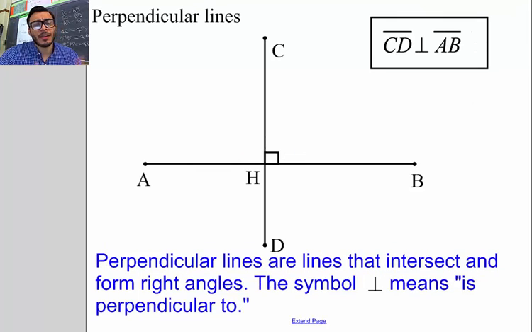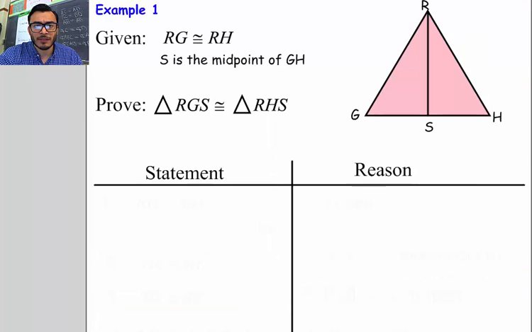And then we've got perpendicular lines. Perpendicular lines are lines that intersect and form right angles. The symbol that you see right over here means is perpendicular to. So here it says CD is perpendicular to AB. And from that, you're supposed to get that angle CHB is 90 degrees. And so will CHA be 90 degrees, AHD, and BHD. So if you're told that you have perpendicular lines, from that you're supposed to reason that you have right angles. All right, so those are some basic definitions.